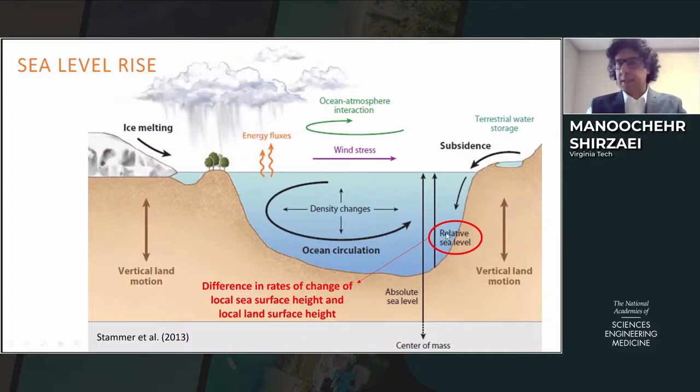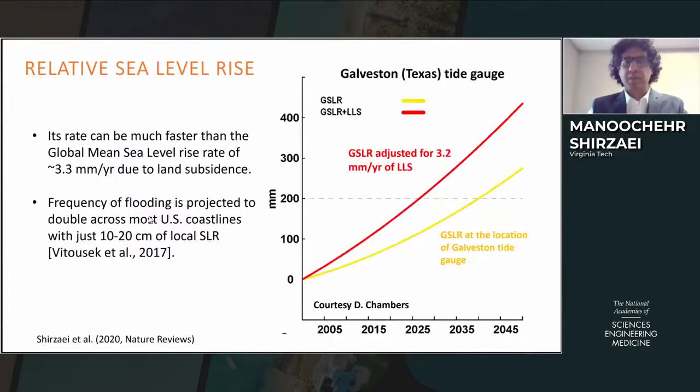And this is arguably, evidently, the most important parameter for evaluating hazard at a coastal area. To elaborate that, I'll show you this figure here. In the literature, it is suggested that a 20 centimeter rise in the sea level would double the frequency of flooding around the coast of the United States.